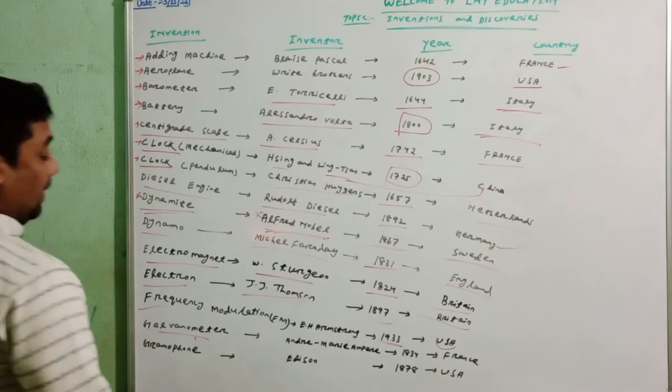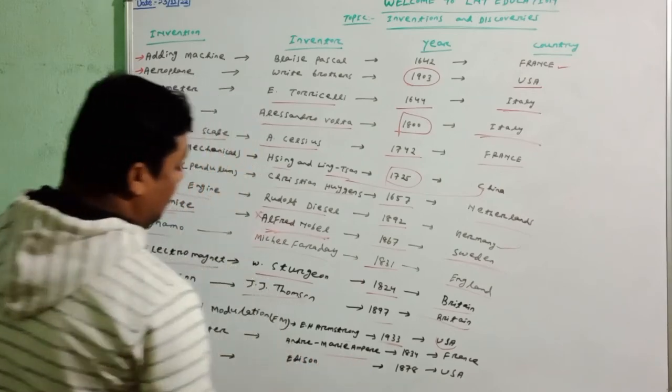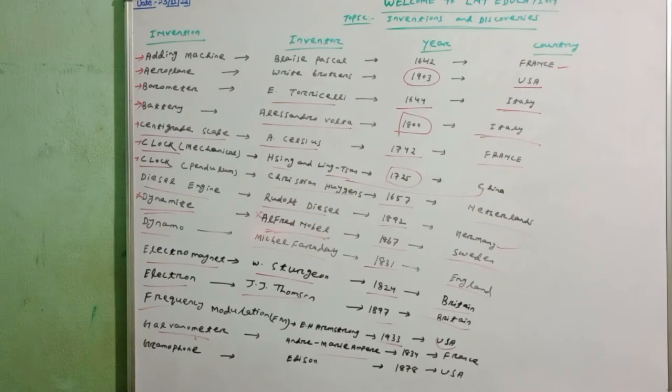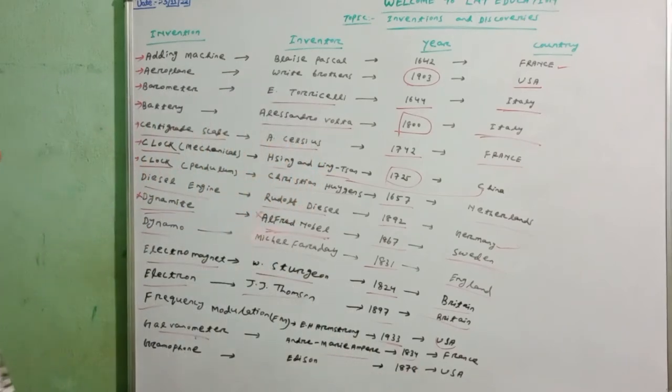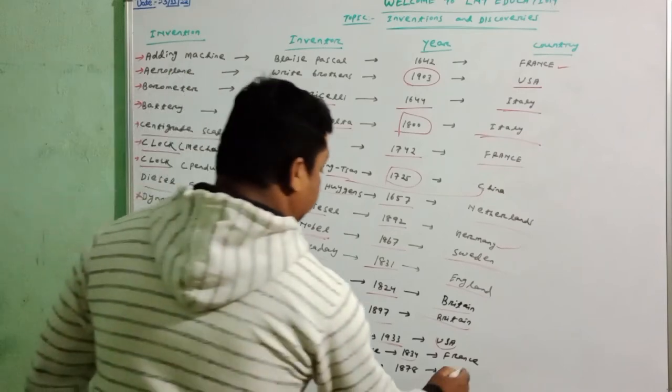Galvanometer, the inventor was Andre-Marie Ampere. Galvanometer was discovered in the year 1834, and he belongs to the country France.